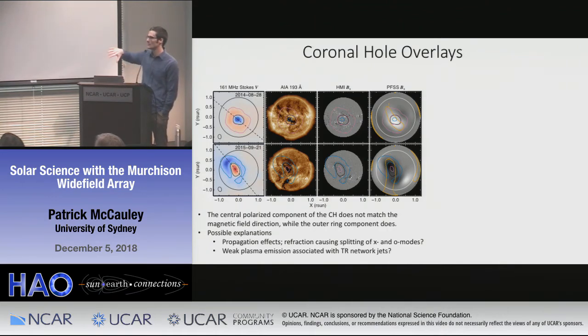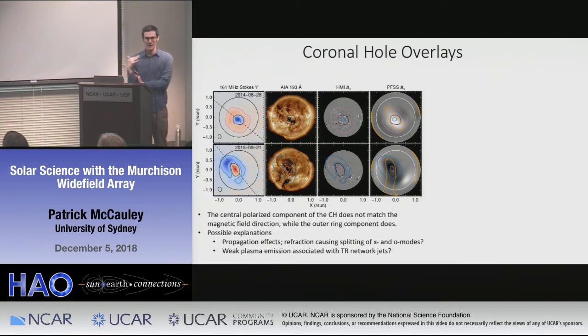The last column shows the line of sight component of the magnetic field in a global potential field source surface model. The strange thing about these observations is that the central polarized component does not match the sign of polarization that you would expect from thermal Bremsstrahlung, given the magnetic field configuration. And we don't know why this is yet.